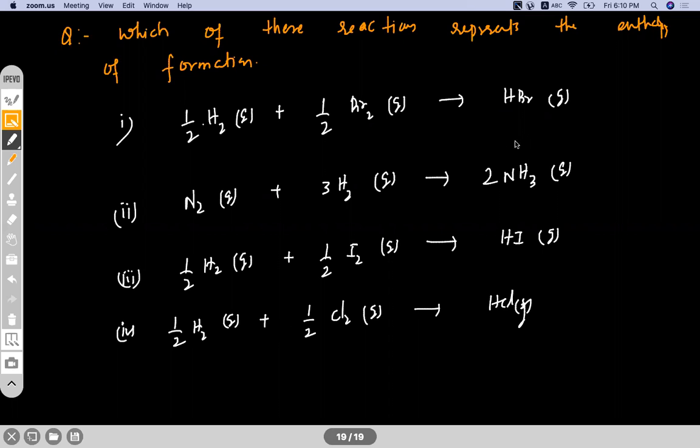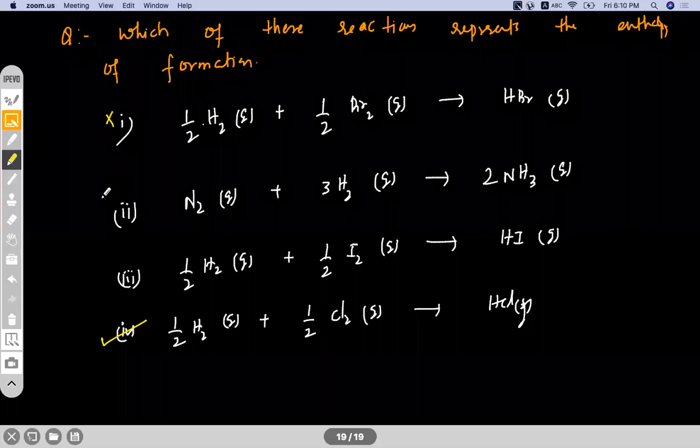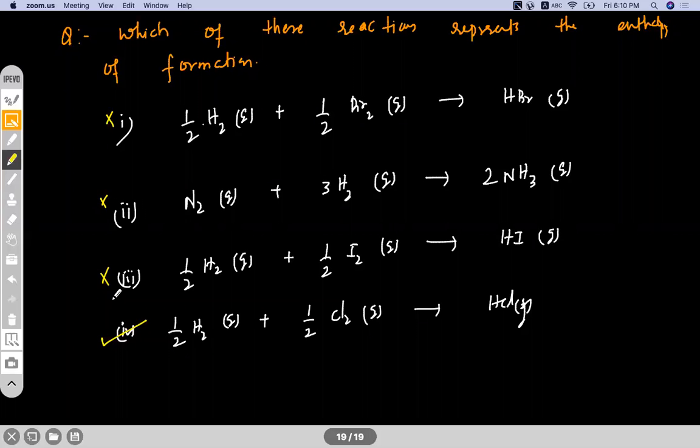Okay, now you see this. The answer for this question is option D. This is wrong, and this is wrong. Why is this wrong? Because the reference state for bromine, you should know, is liquid. It is not gas. You should know this information. The same question was asked in JEE, exact. The reference state is liquid, not possible.